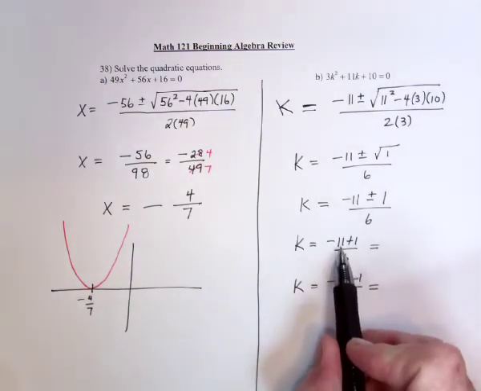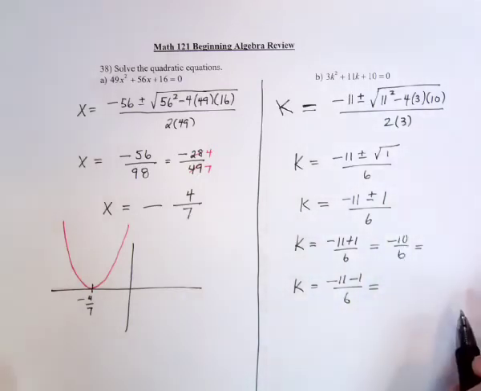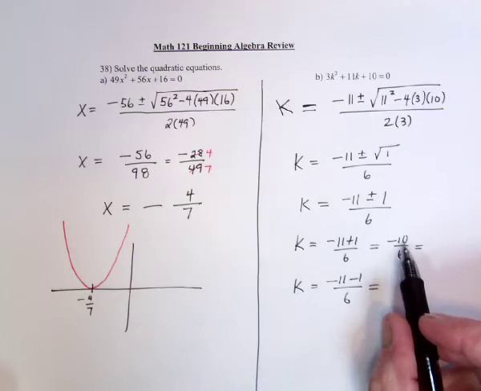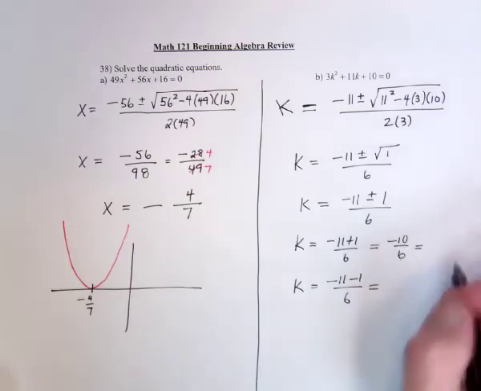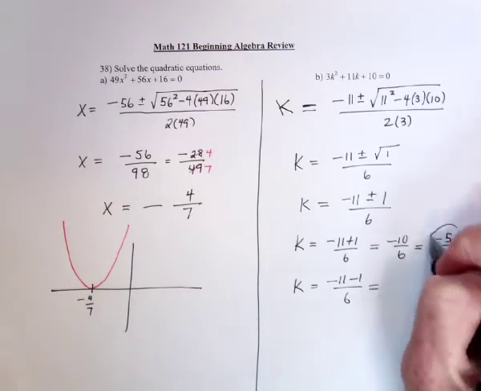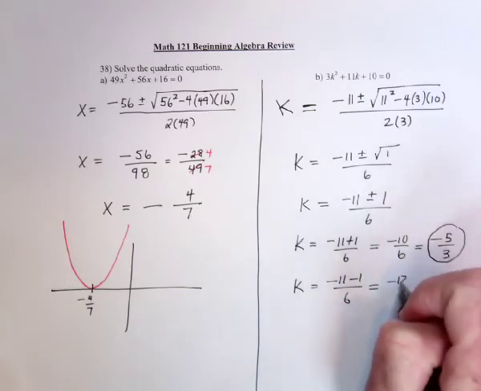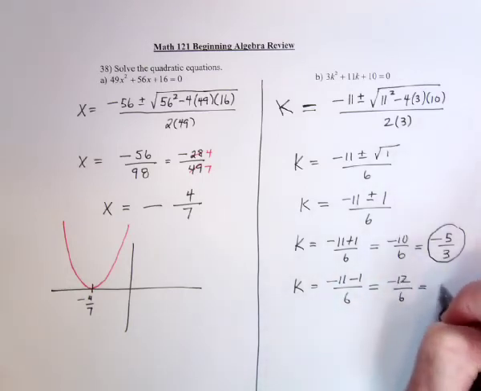So this is going to be negative 10 over 6. And that can be reduced. Divide by 2 and divide by 2. So negative 5 over 3. And then this one would be negative 12 over 6, which reduces to negative 2.